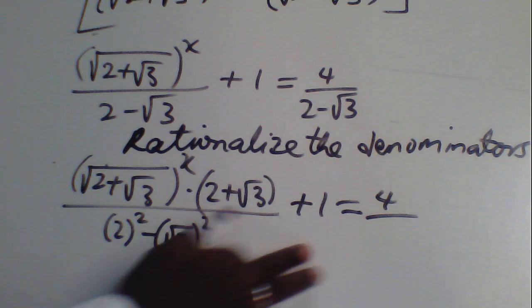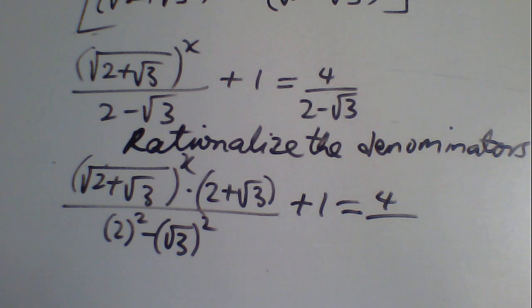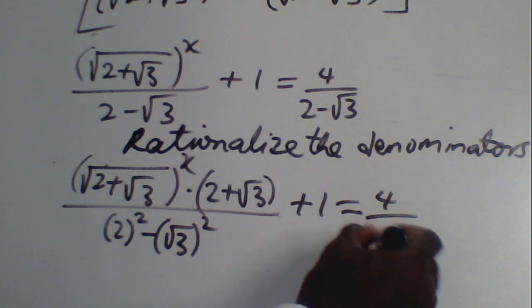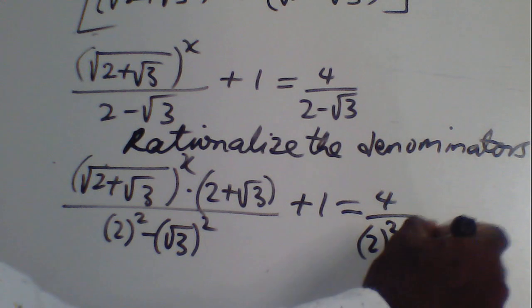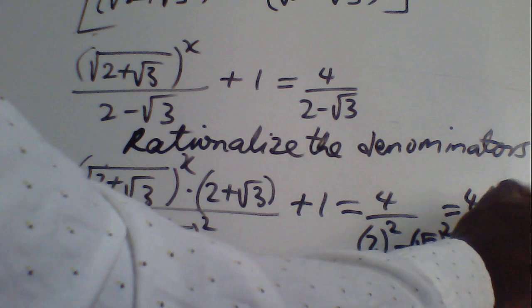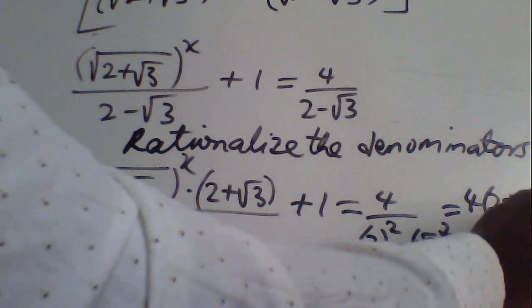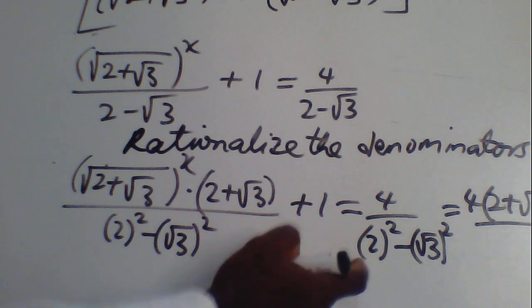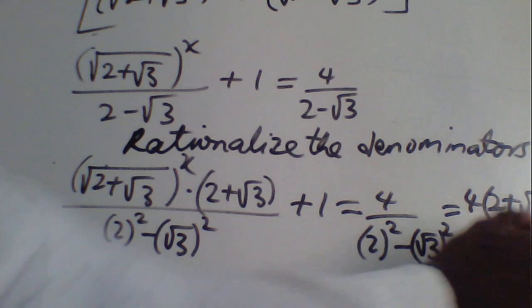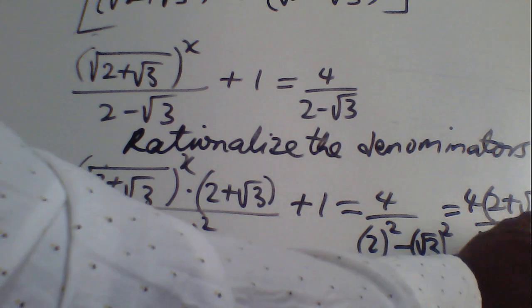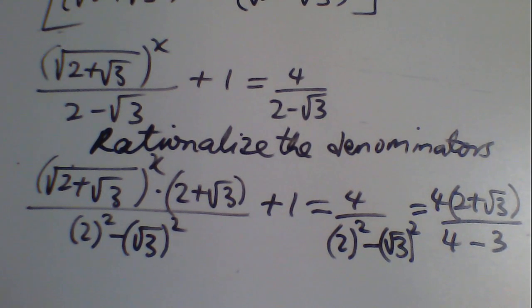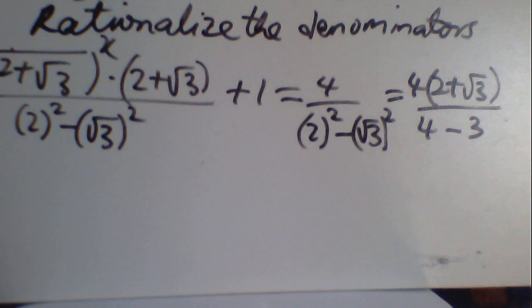You have to do the same here. So you have what? Do the same. So here you have (√2 − √3)², and this gives us 4(2 + √3) divided by, when you do it here, what do you have? 4. This gives us 4. The square root of 3 squared will give us 3. So from here we can simplify further.